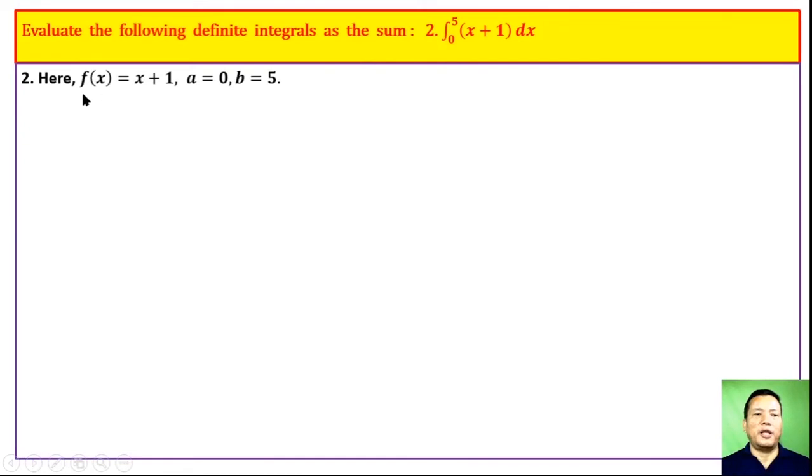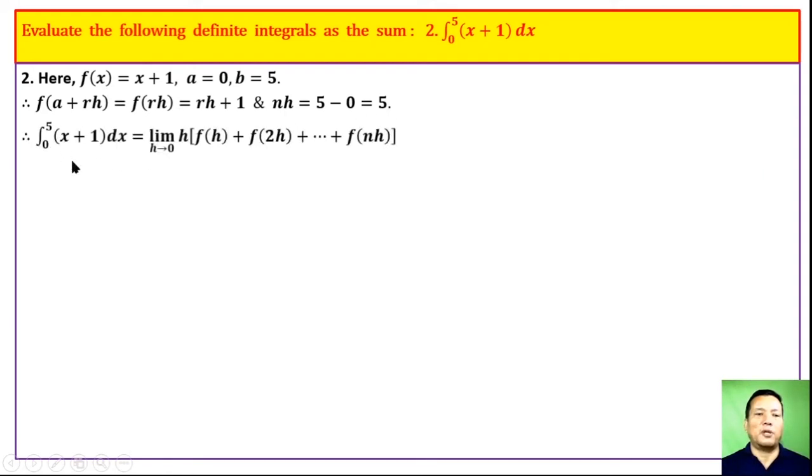Now question number 2. Let us see. Here f of x is x plus 1, the lower limit is 0 and the upper limit is 5. Therefore f of a plus r h is f of 0 plus r h, which is r h plus 1, and h is b minus a over n, which is 5 minus 0 over n. Therefore the value of this definite integral is the limit as h tends to 0 of h times f of h plus f of 2h up to f of nh, where f of h is h plus 1, f of 2h is 2h plus 1, and f of nh is nh plus 1.